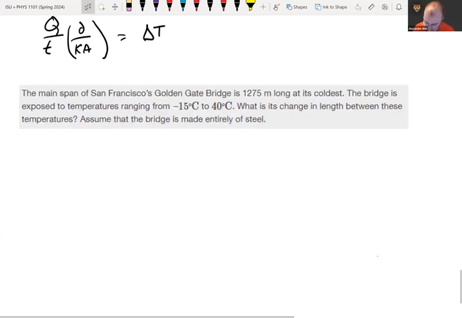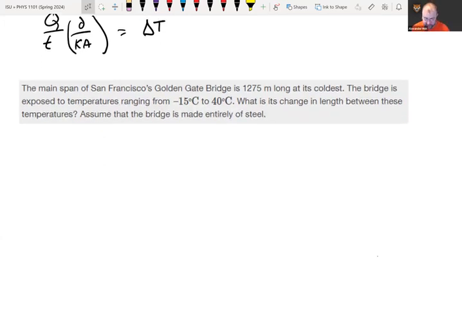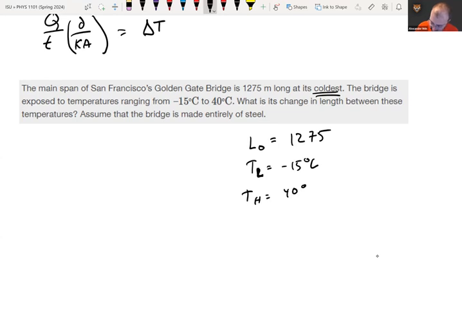All right, so this one says the main span of the San Francisco Golden Gate Bridge is 1275 meters long at its coldest. Okay, so what we need to know is that this is basically saying L0 is equal to 1275, and then T low, T sub L, is negative 15 degrees Celsius. T high is equal to 40 degrees Celsius.